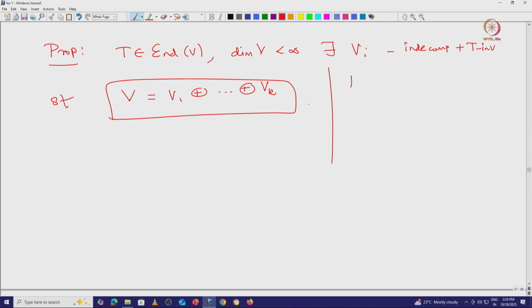Recall that V_i is said to be an indecomposable T invariant subspace if it cannot be written as a direct sum of two proper non-trivial subspaces. Suppose you write V_i equal to some W_1 direct sum W_2, then that should imply that W_1 is 0 or W_2 is 0, where both W_i's are T invariant subspaces.